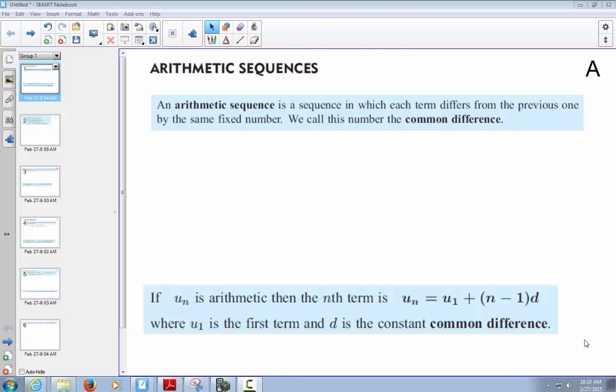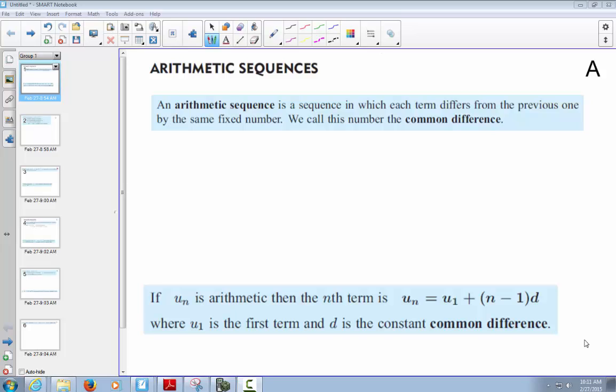So this chapter seems to be a little all over the place. What I want to do now is talk a little bit about what are called arithmetic sequences. They seem to be not connected when we first start mentioning it, but you'll see eventually how they get connected. An arithmetic sequence is a sequence in which each term differs from the previous one by the same fixed number. We call this the common difference.